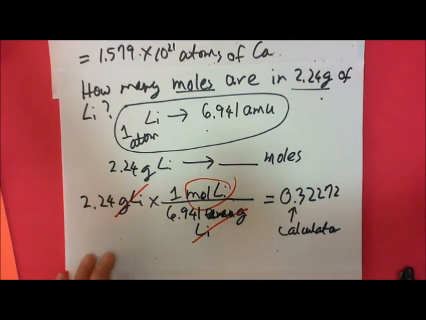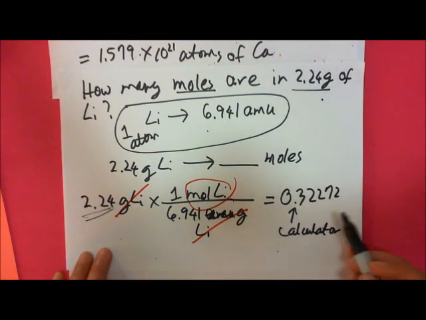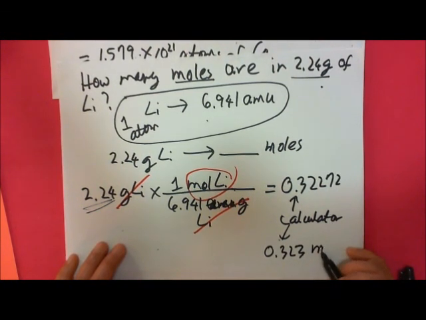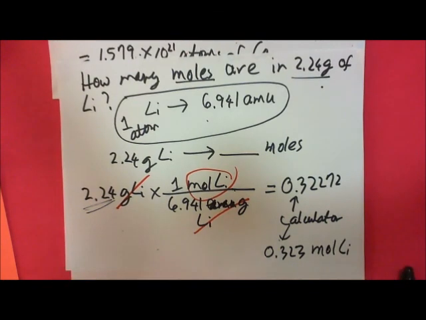We look at the number of significant figures. I got 3 significant figures here. I should only have 3 significant figures here. I round up, so then I get 0.323 moles of lithium. Okay, so there is that question.